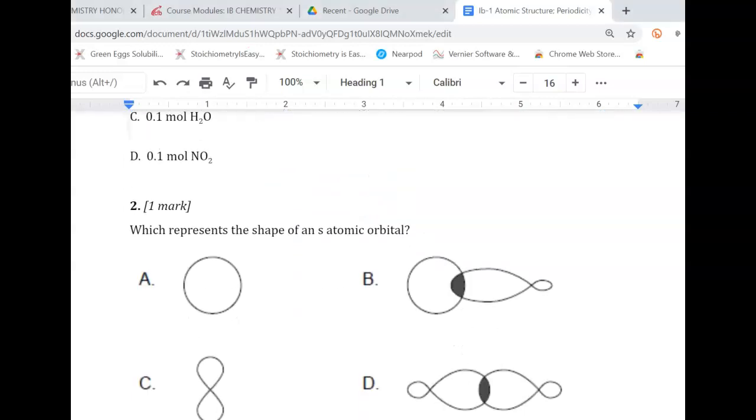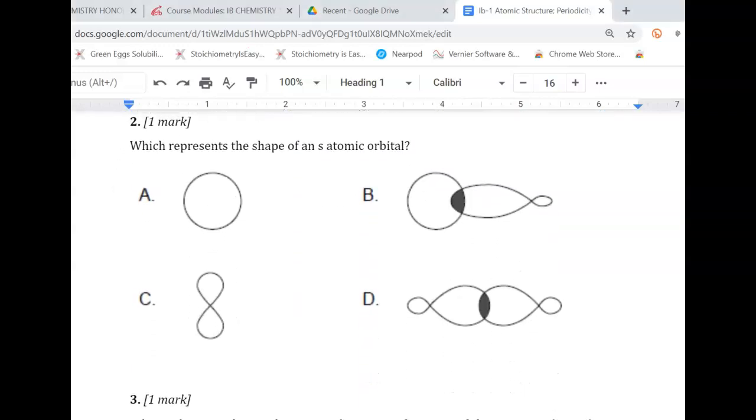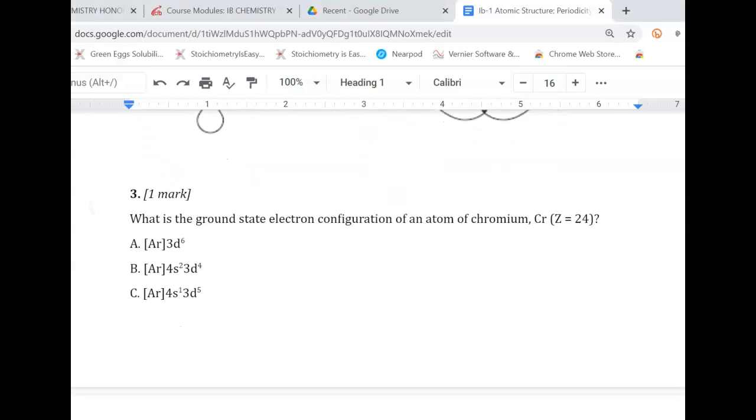All right, the next one. This one was a pretty easy one. You should have definitely just picked A as your correct answer, knowing that a subatomic orbital S has a spherical or circular shape. So we'll go on to the next one.